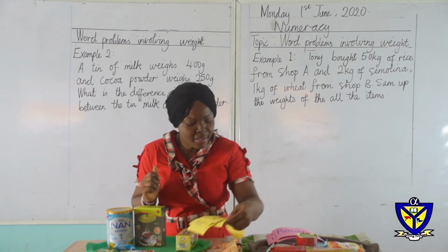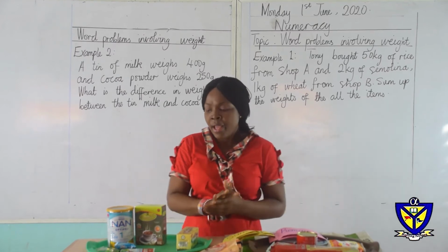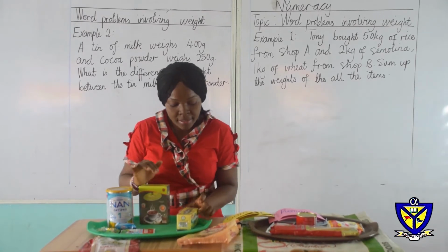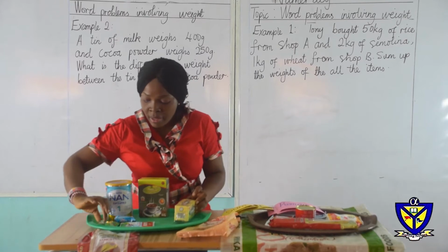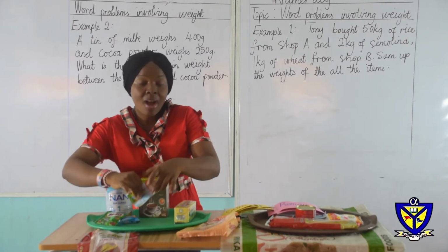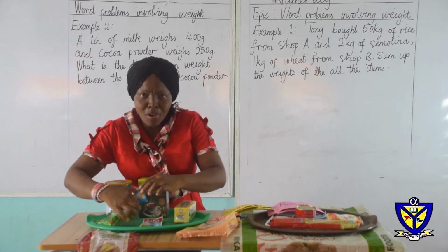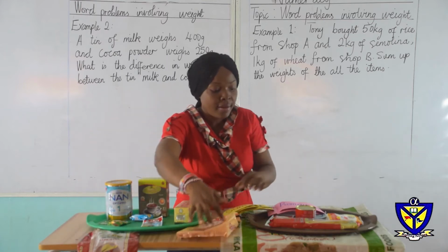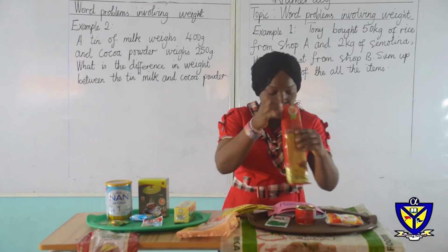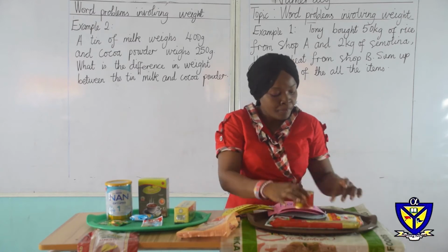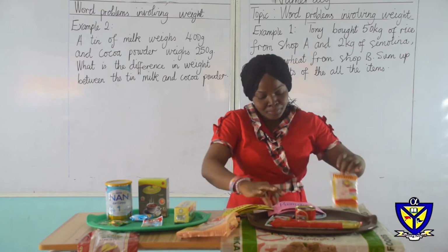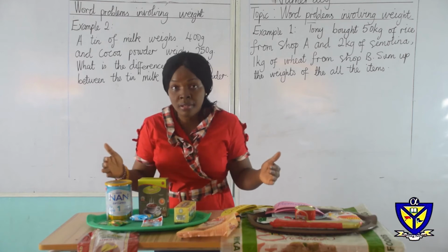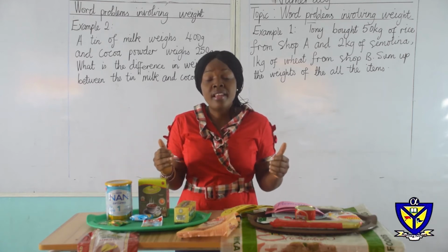Now, children, you can see some items on the table. We have our tin of milk, our cocoa powder, our Island tea, our Milo sachets, our Dano milk sachets, biscuits, our semolina bag, wheat bag, rice bag, spaghetti, tin tomatoes, table salt, and tomato paste. All these items have weight.